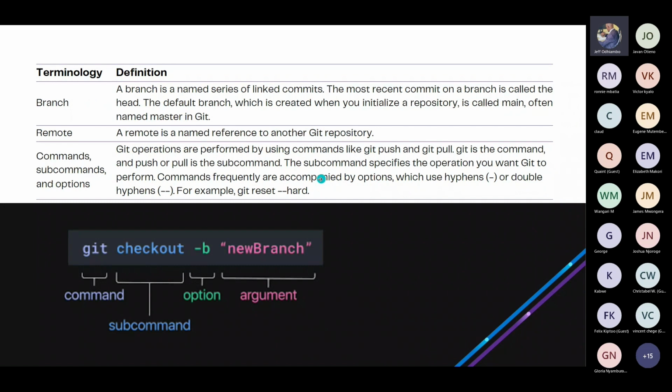So like you are saying, I want to use git. Git is a command. Now, what do you want git to do? That's also specified by the subcommands. And if there are options that you want to provide, options are usually supplied using the hyphen or the double hyphens. So hyphen is in this example, -b, and there's a double hyphen in this git reset --add. So this is an option, a subcommand, and a command. These are also terminologies that are used in Git.